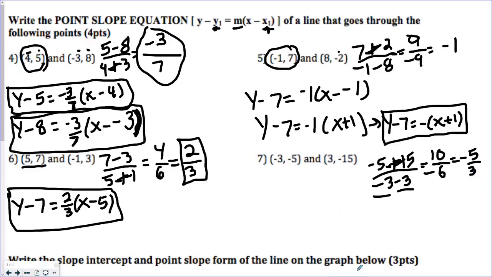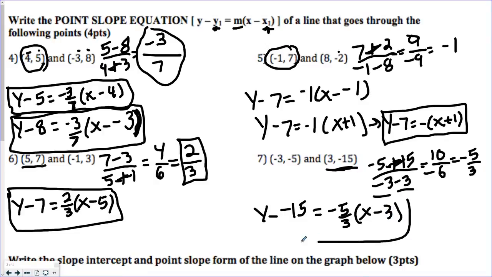So that's your slope. I'm going to pick this as my reference point because it has a positive number in it. So y minus negative 15, or plus 15 if you want, equals negative 5/3 times x minus 3. And there's one of the possible answers. So it's a lot quicker than slope-intercept form.